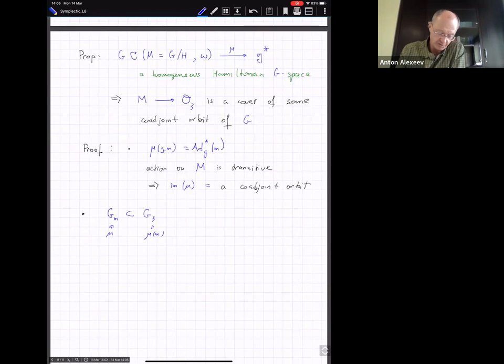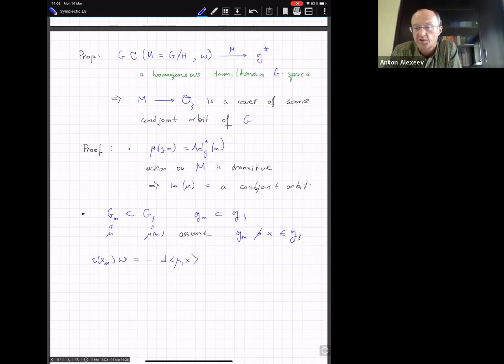So we have a similar embedding for Lie algebras. And now let's assume that we have some element X, which is not in g_m, but which is in the g_psi. Then the moment map condition tells us that the contraction with the two-form is the differential of mu psi.